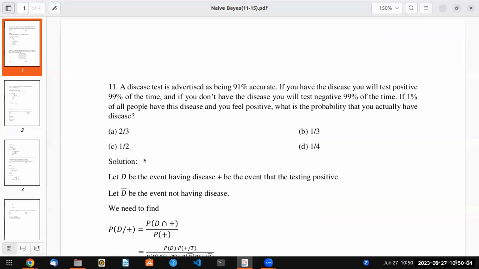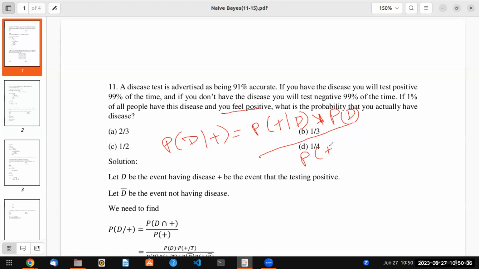Okay, let me explain that again, guys. Tell me what we have and what we need to calculate. First, tell me the probability of what we are calculating. What is the probability that you have the disease, given that you test positive? This is what I'm calculating, right? Now, this needs what? The probability of being positive given you have the disease, times the probability of having the disease, divided by the probability of being positive.